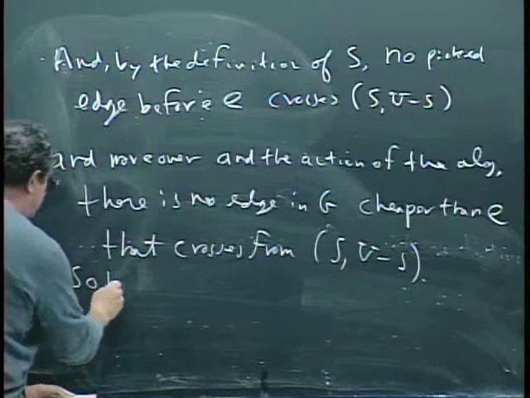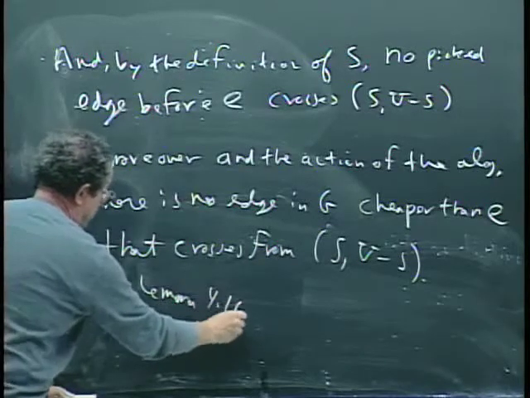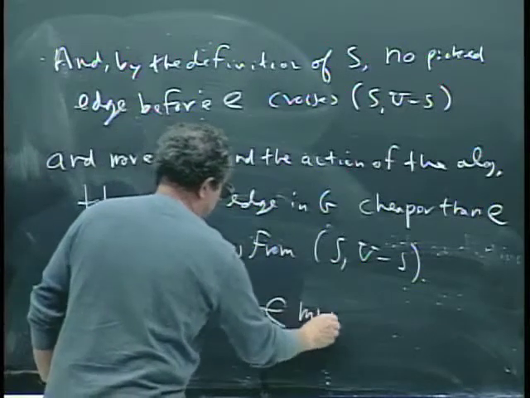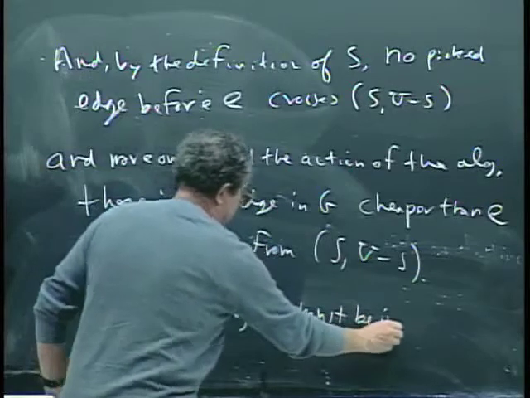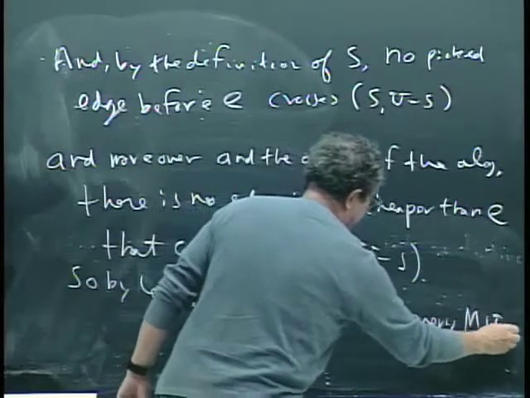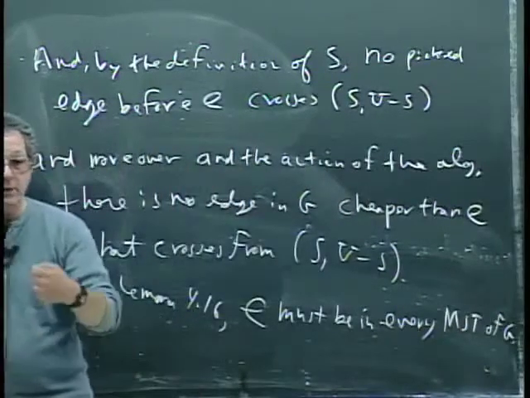So, by Lemma 4.16, E must be in every minimum spanning tree of G. So the algorithm does the right thing at every step.